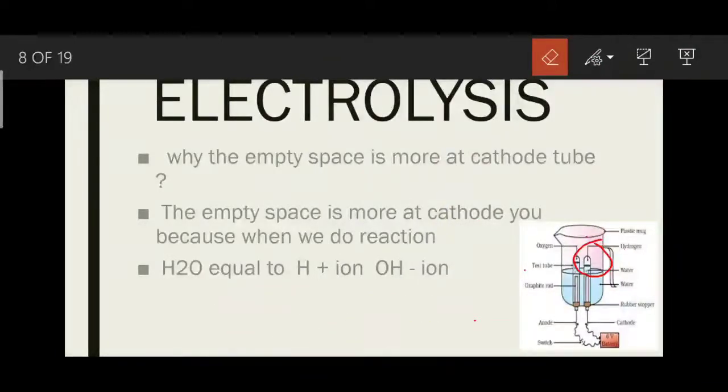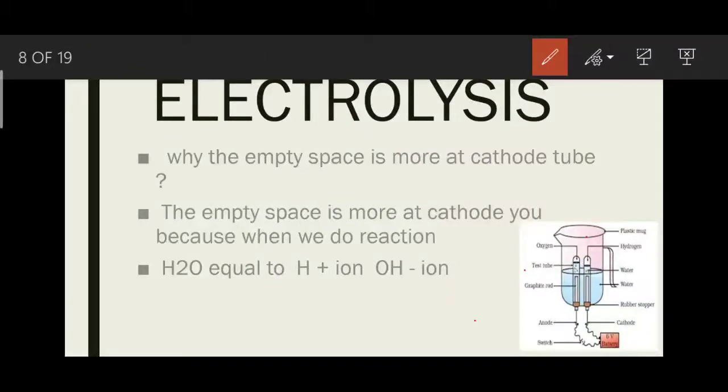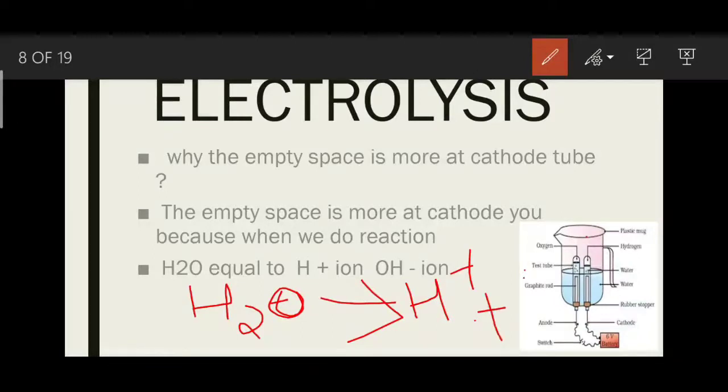For this we have to make a reaction. So we will make a reaction over here. Let's make an equation, and the equation is H2O. H2O is present here. When it is provided with current, electricity, it forms H plus ions and OH negative ions. OH is always negative and H is always positive.